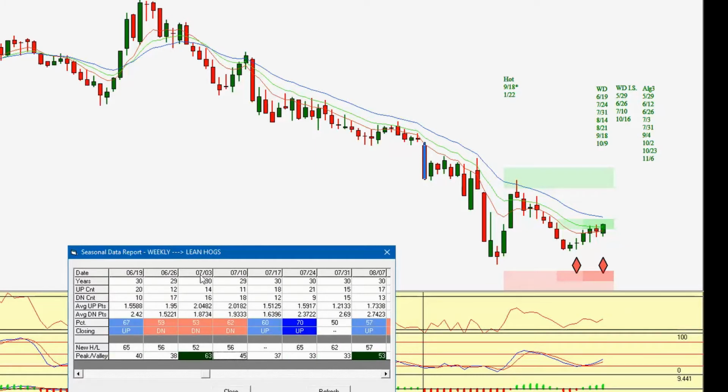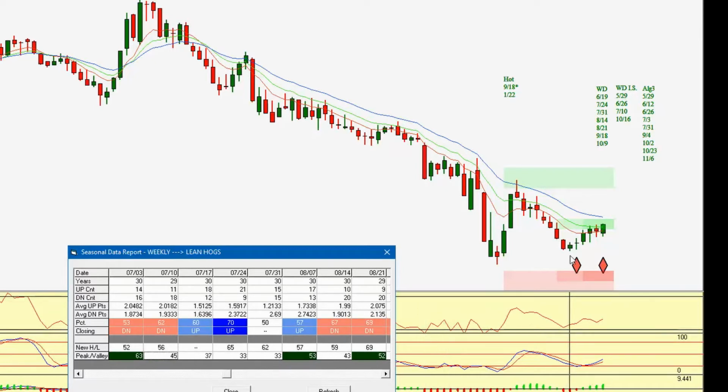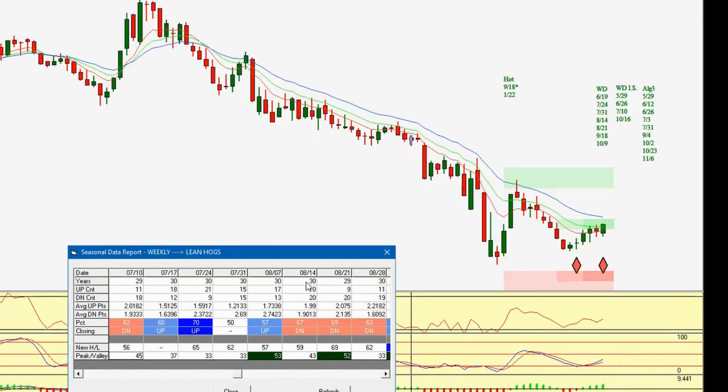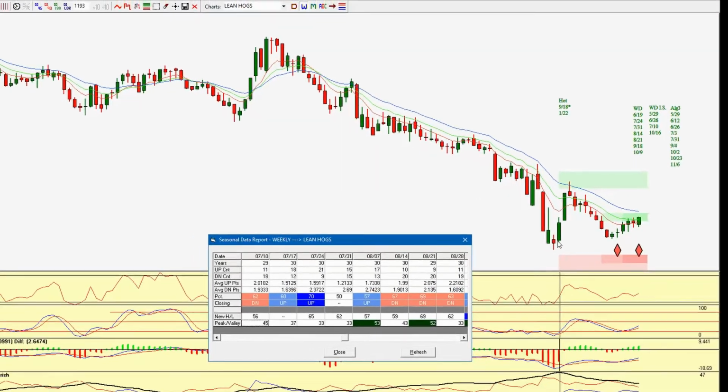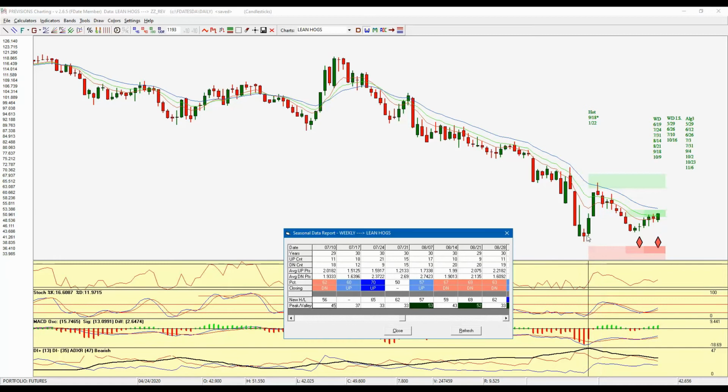But here we saw 7-3, and then we got this nice spacing here, and then we see 8-7. You come over here, you have 7-3. You have this nice spacing here. We are now at 8-7. Yes, I'm expecting a weekly swing top. Yes, I'm expecting some kind of a decline. Not necessarily a substantial one, because I do think that we are starting to form some kind of bottoming here. All right, that this is highly likely a very important bottom in the lean hogs market.